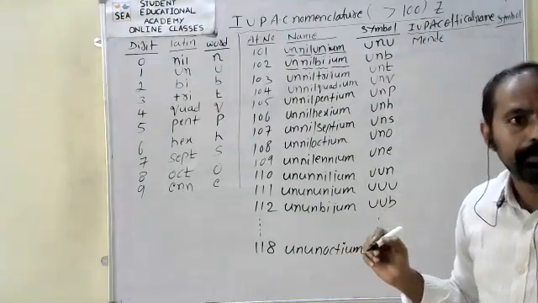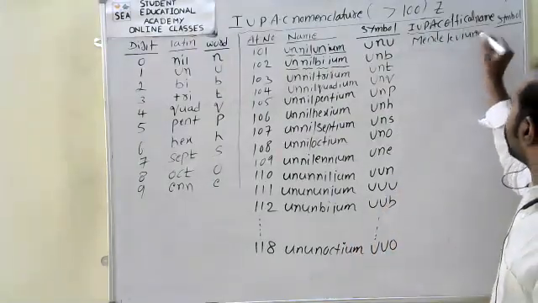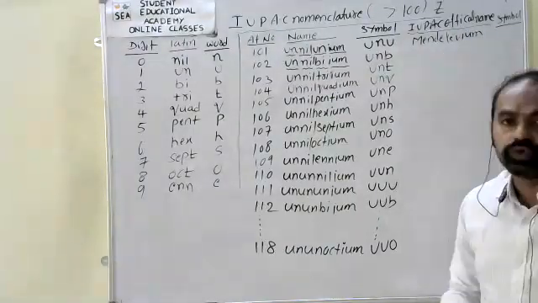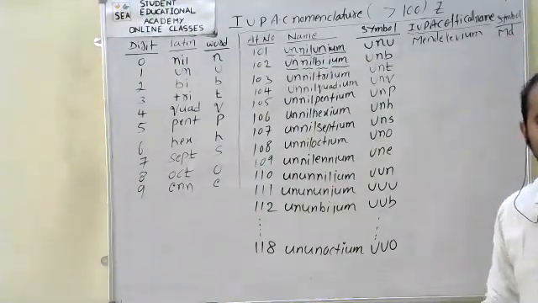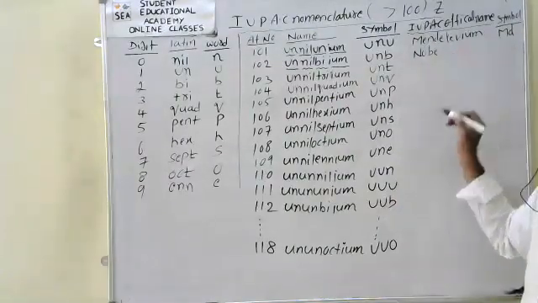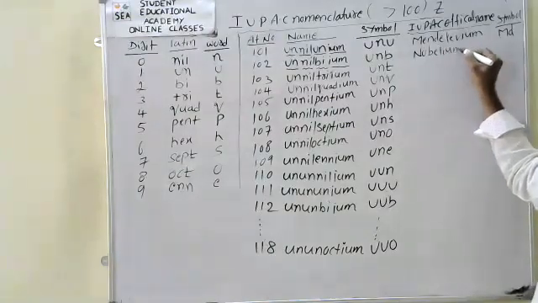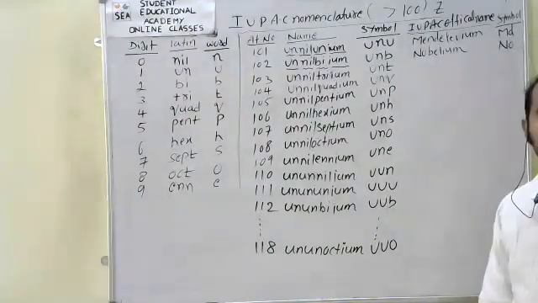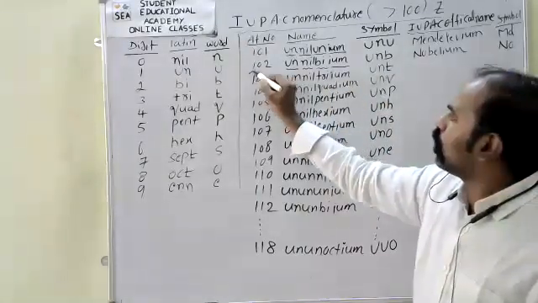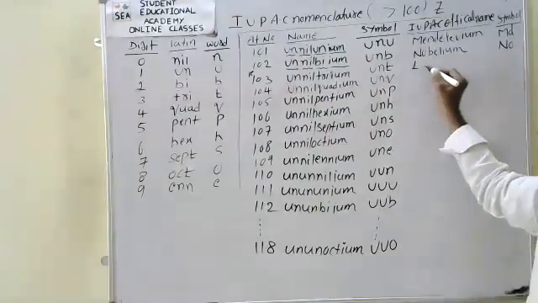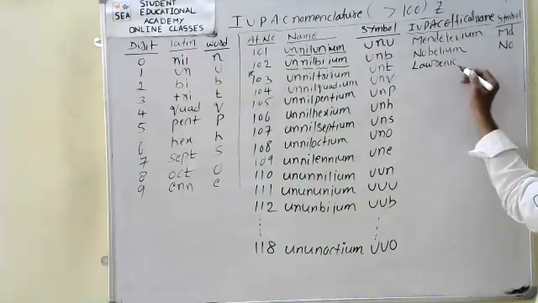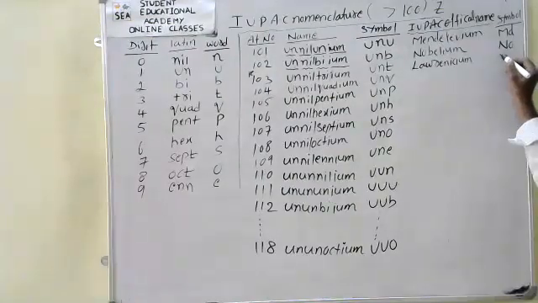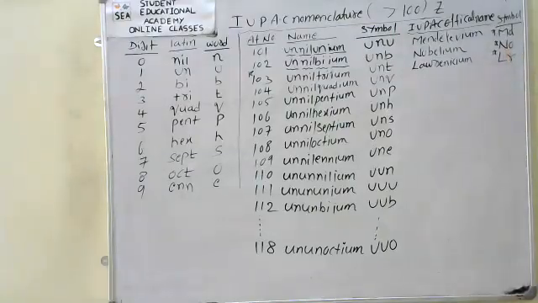101 is called Mendelevium. Symbol Md. Like that, Nobelium, symbol No. One more important one, 103, Lawrencium, symbol Lr. These first three are important: Mendelevium, Nobelium and Lawrencium.